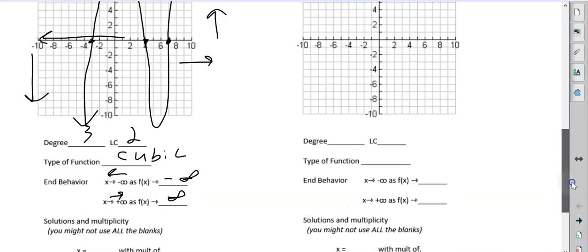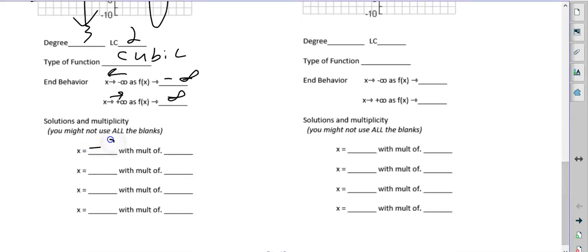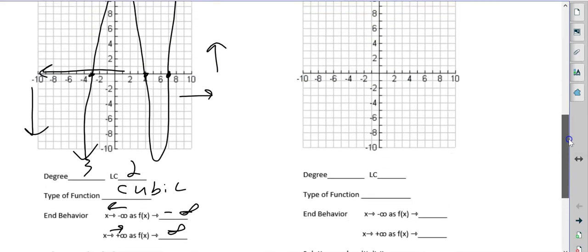And then the solutions are just those 3 dots I put, negative 3, 4, and 7. There was no bouncing, so they're all 1. So they all just went through. And that's all we do.